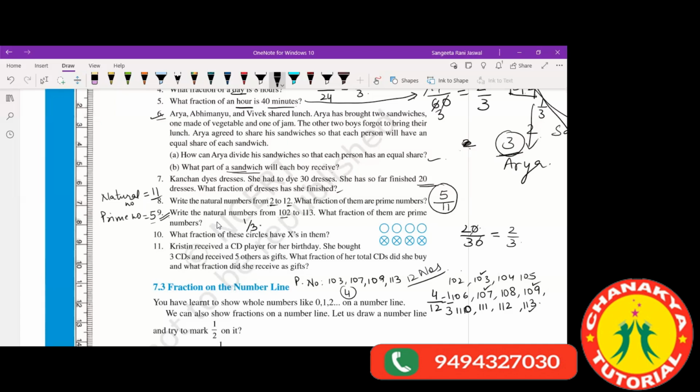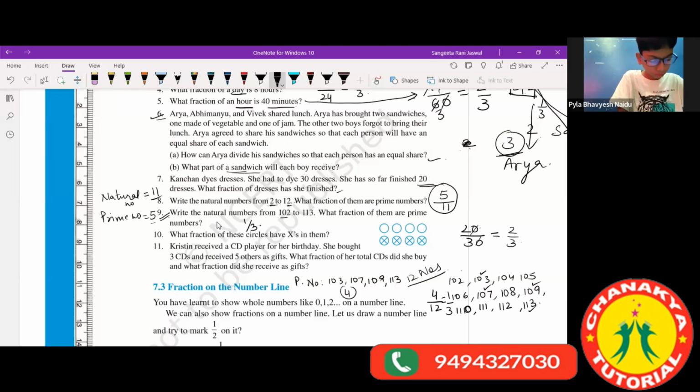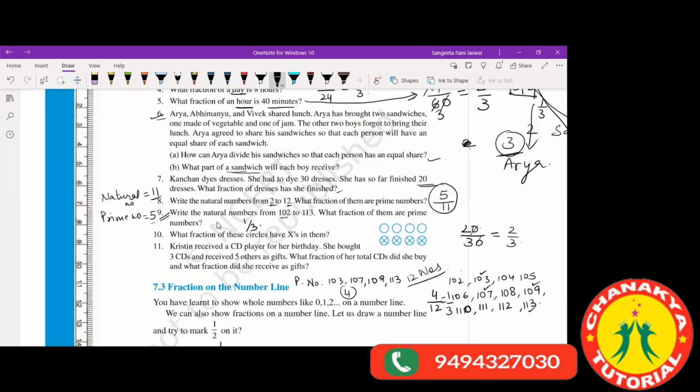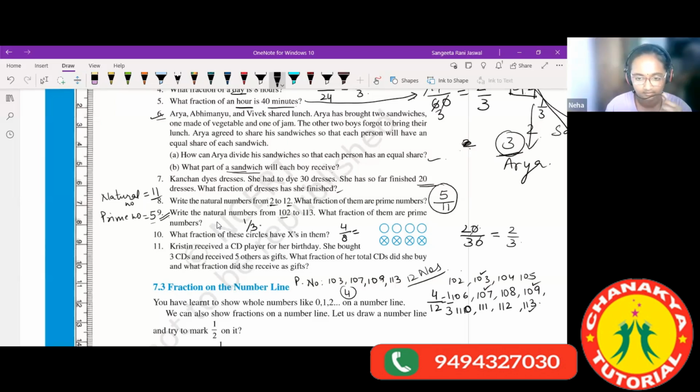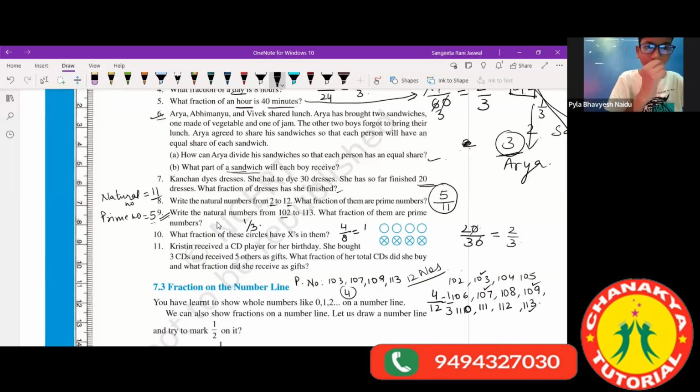Now see question number 10. What fraction of these circles have x's in them? How many circles have x inside? So these are 8 circles, and out of 8 circles, 4 have x in them. So the fraction will be 4 by 8. So 4 by 8 is actually what? Half. 1 by 2.